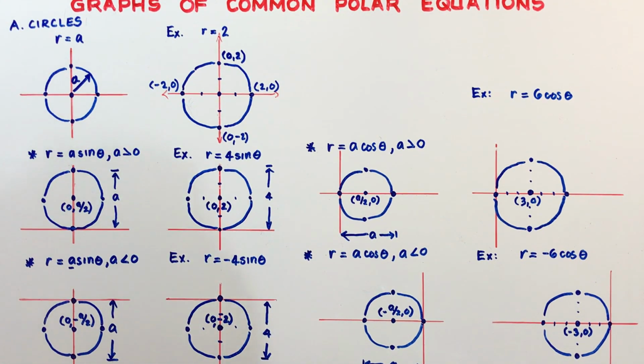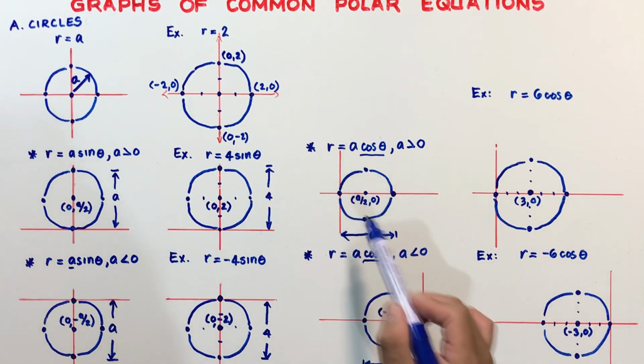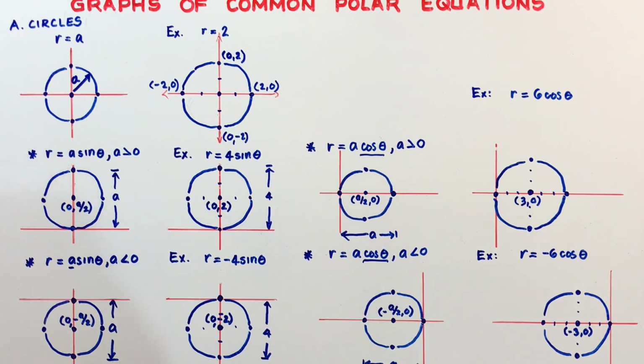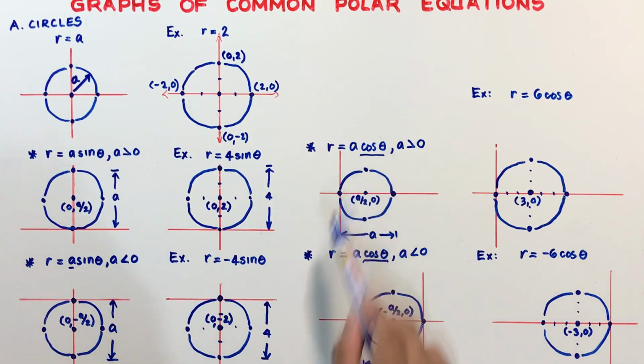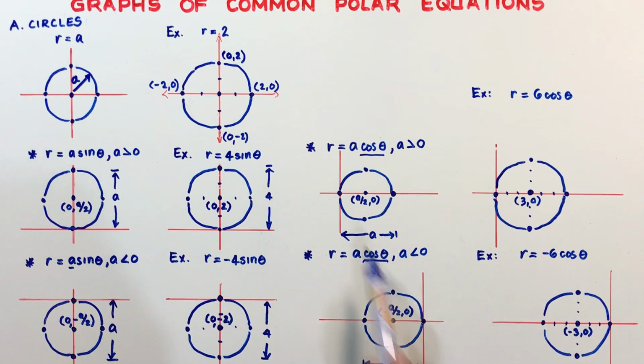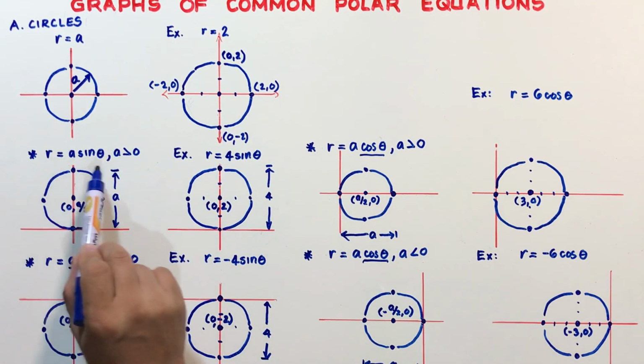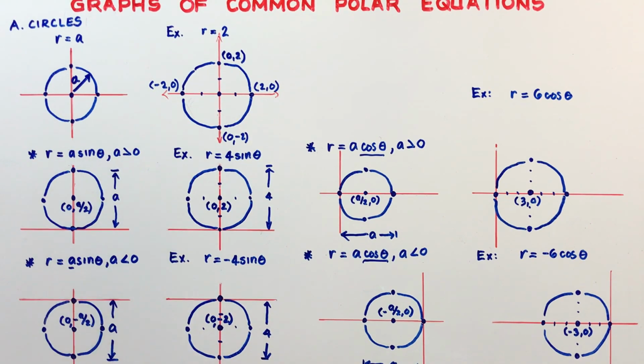And the third classification, the last classification, is when the polar equation involves a cosine function. And in this classification, we can still classify it into 2. That when a is positive, it is to the right of the point of origin. And when a is negative here, the circle is to the left of the point of origin. So you can remember that when it involves cosine, the centers are along the x-axis. But when the polar equations involve the sine function, the centers are along the y-axis.